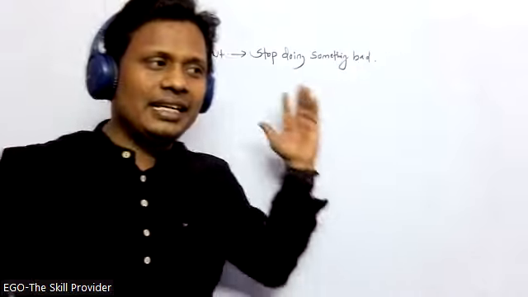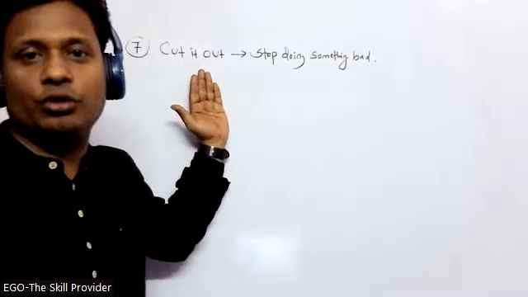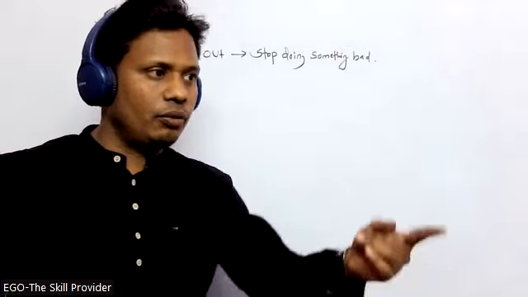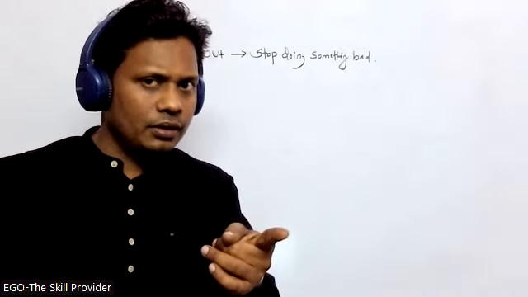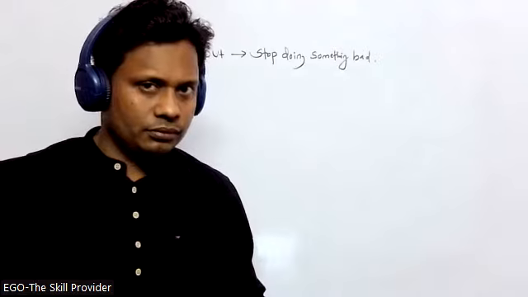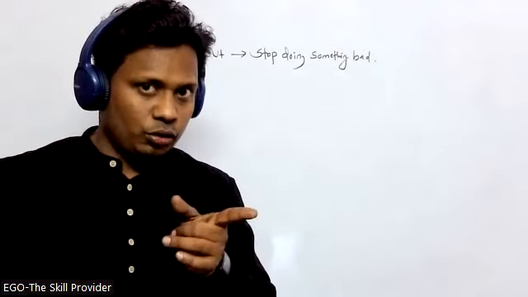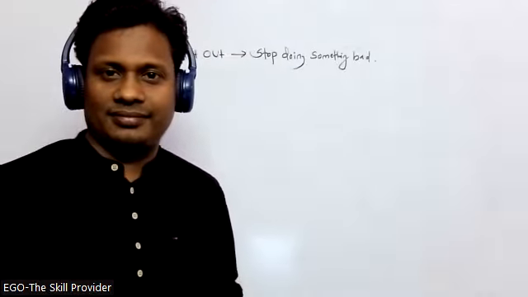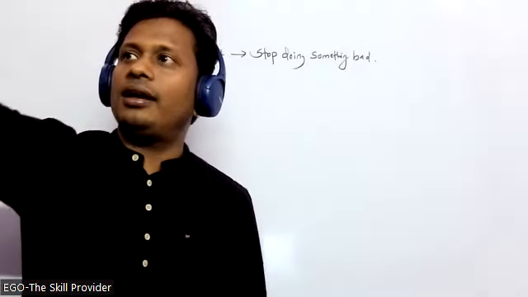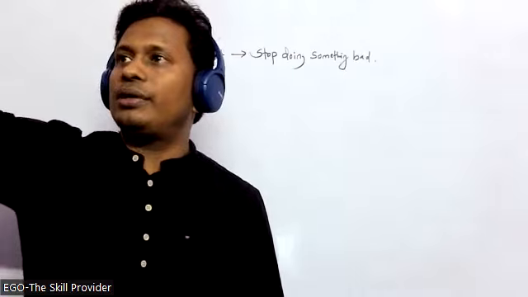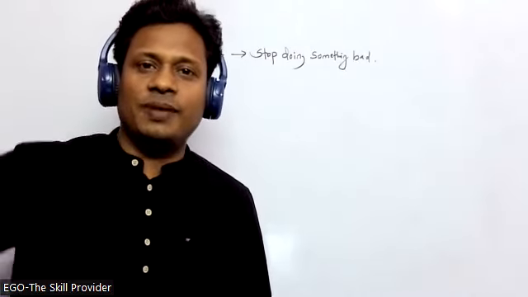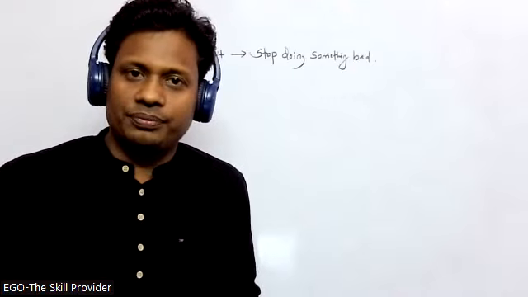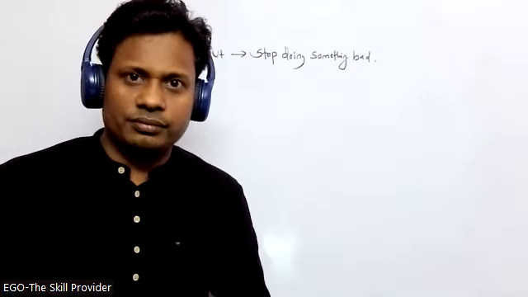Okay, so cut it out means stop doing something bad. So it is a form of advice you can give to others. Like you can tell your kids, hey, I have seen a lot of times you guys are not studying well, cut it out. That means whatever the bad practice, stop doing that. A guy is playing in the open air, it's drizzling and he's playing, so obviously he will catch a cold. That time you can say cut it out.